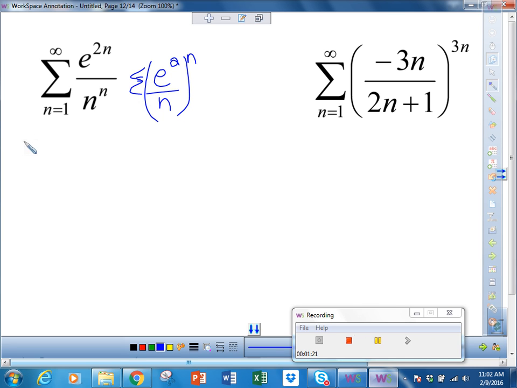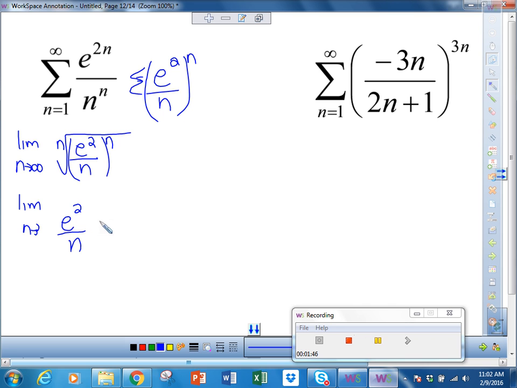So what I want to do is take the limit as n approaches infinity of the nth root of e squared over n, raised to the nth power. And of course, the nth root of that is simply the limit as n approaches infinity of e squared over n. And we know that that limit is 0. And so since the limit is less than 1, this converges.